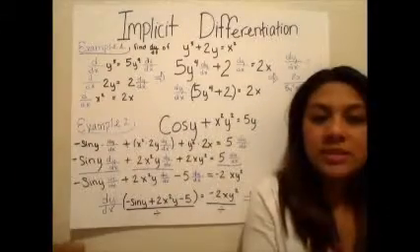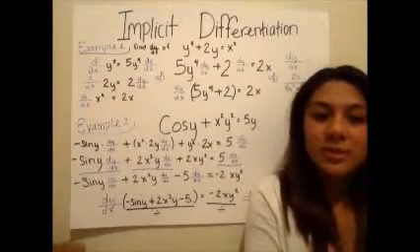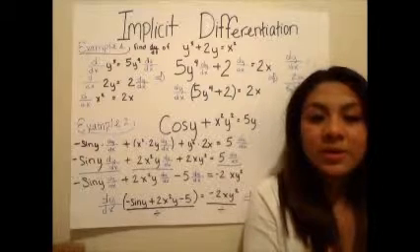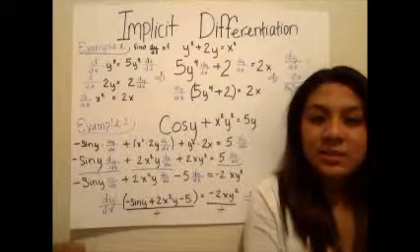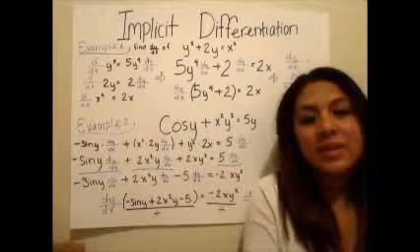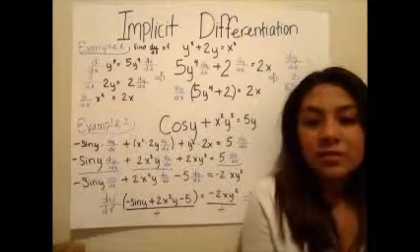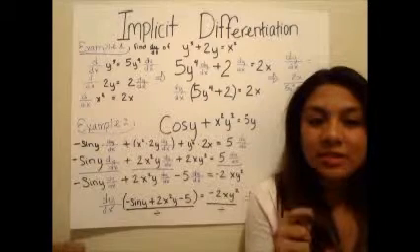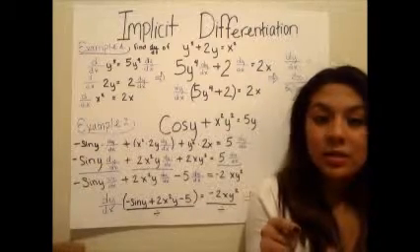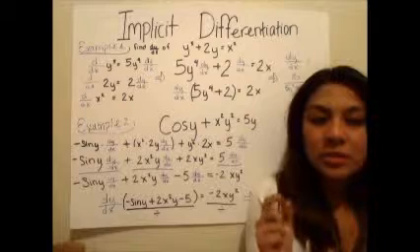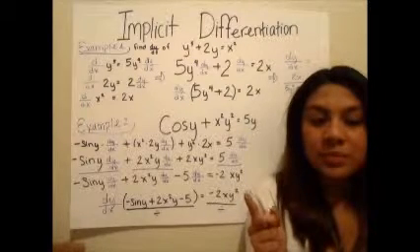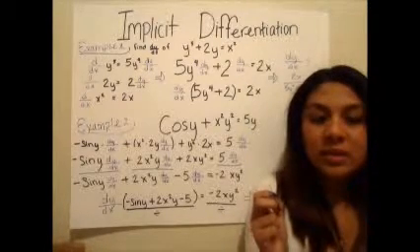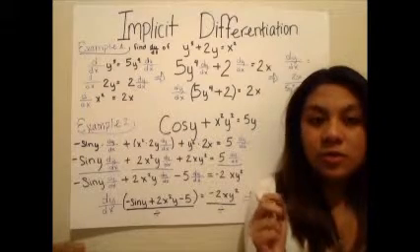So this is implicit differentiation. The first example, we're going to find dy over dx of y to the fifth plus 2y equals x squared. And for each term, you're going to multiply by d over dx. So for the first term, which is y to the fifth, the derivative would be 5y to the fourth dy over dx.